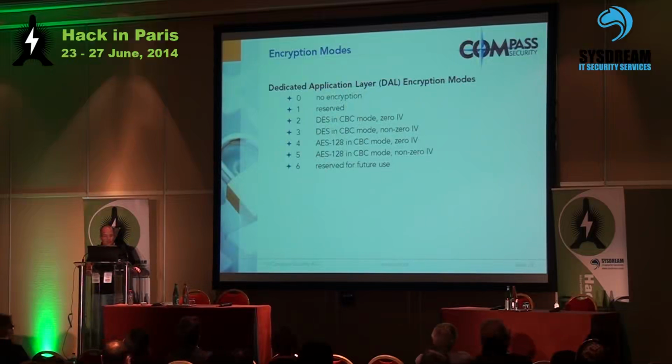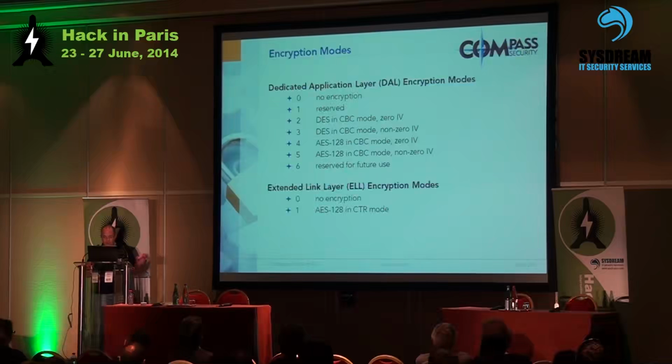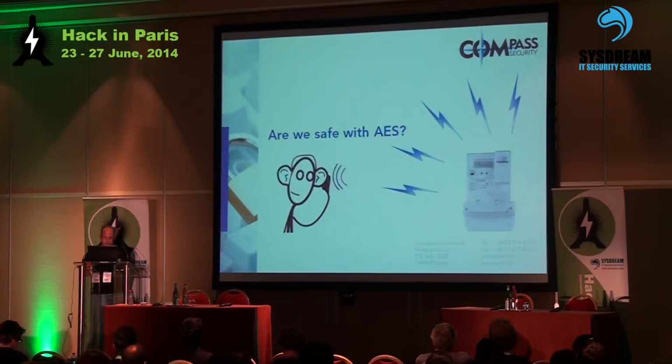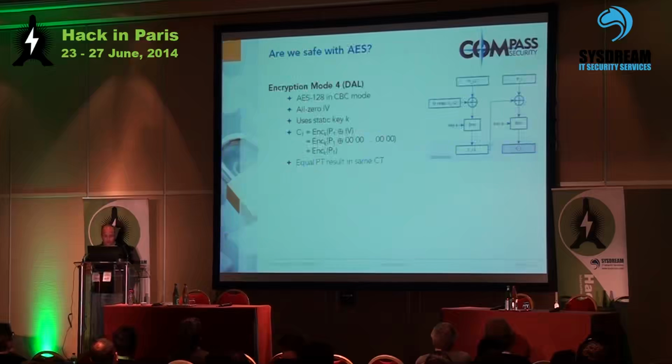So every meter vendor basically advertises on its website how cool AES encryption protects you from fraud if you're using their meters. It's not. Why? It's AES in CBC. They use an all-zero IV. And if you use an all-zero IV, then every message that contains the same content will end in the same ciphertext.